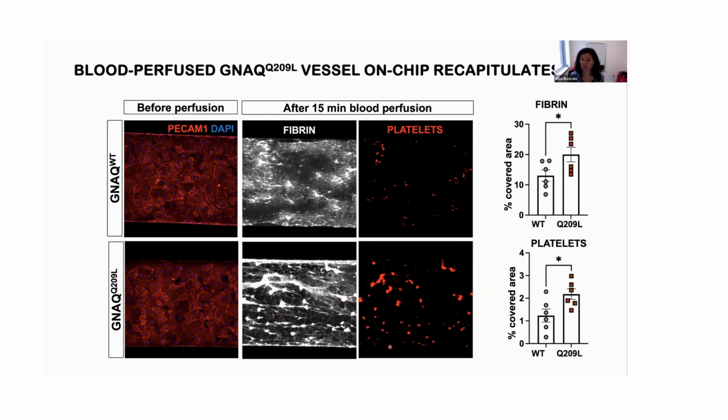And also there is increased deposition of platelets, as you can see also in those quantifications. And so this is really suggestive that endothelial cells with the mutation by themselves can sort of drive the phenotype. Although we cannot exclude that there are secondary players in all of this that might exacerbate the phenotype.